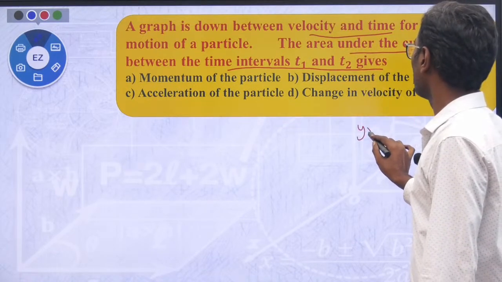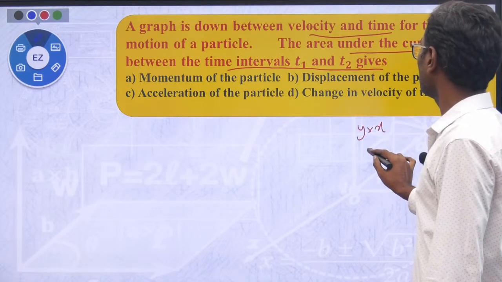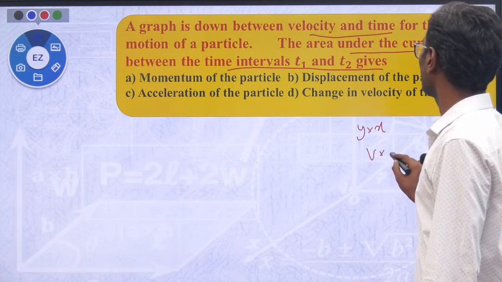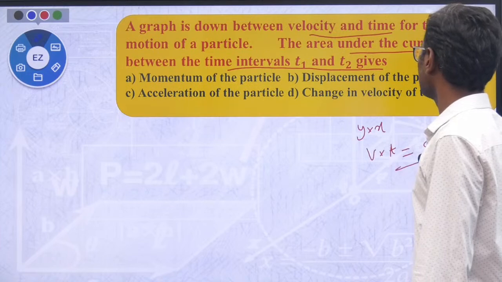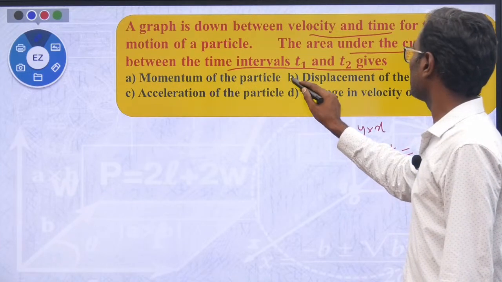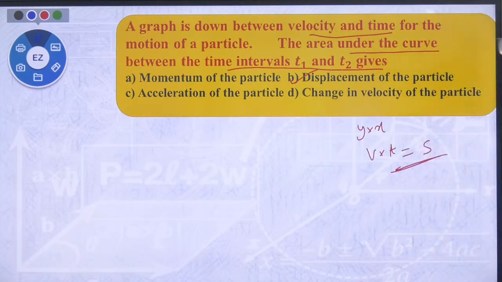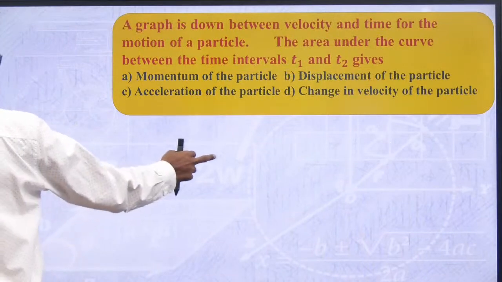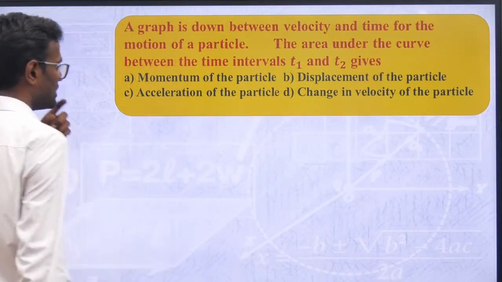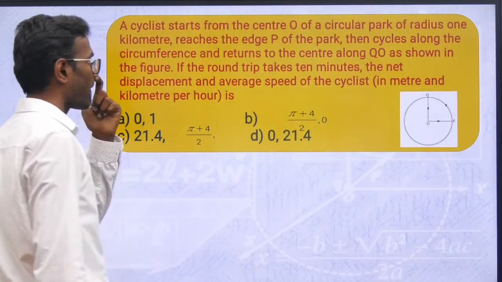Area is equal to the y coordinate into the x coordinate. What is the y coordinate? Velocity. What is the x coordinate? Time. So velocity into time is equal to displacement. So the displacement of the particle. So B is the answer. Then go to the next slide. This is an easy question.